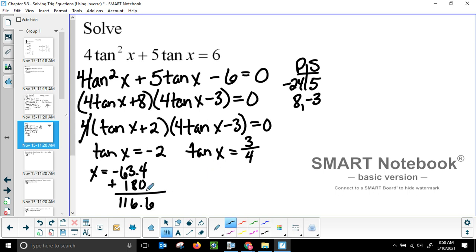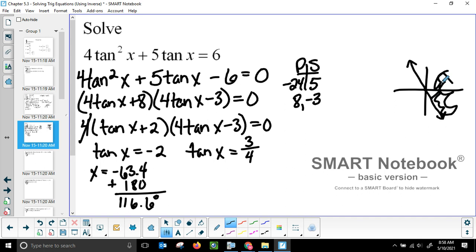All right, so that's one of them. Now, do be mindful. Remember, our inverse will only give us stuff over here. 116.6 is over here somewhere. Now, the negative 63, if we think about it in the negative direction, it's down here somewhere.